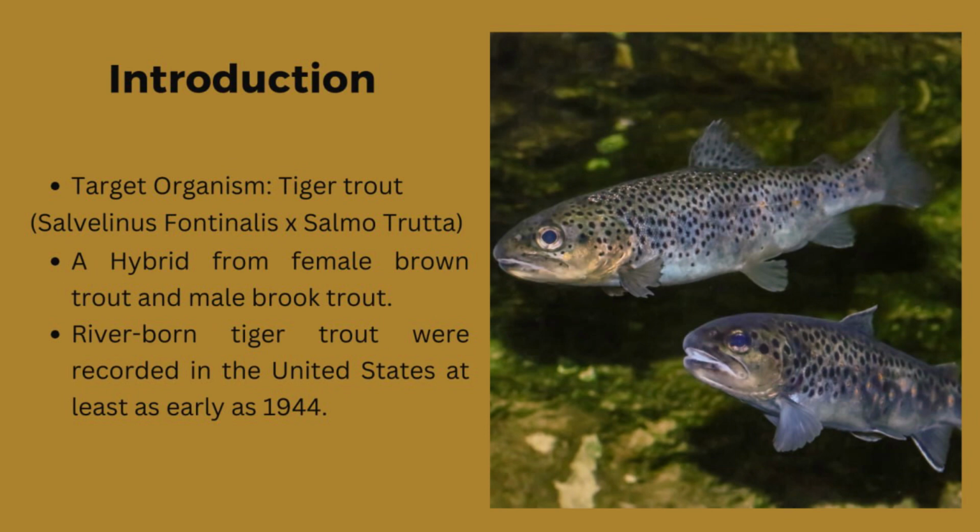The target organism that I have chosen for this case study is the tiger trout, which is the cross species of Salvelinus fontinalis and Salmo trutta. Tiger trout is a hybrid from female brown trout and male brook trout. River-born tiger trout were recorded in the United States of America at least as early as 1944.